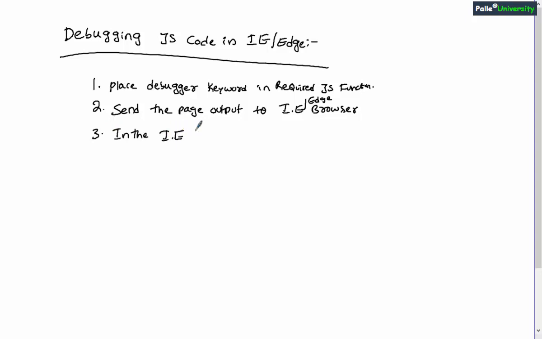If you are using Internet Explorer for debugging, you will see in the rightmost portion some gear icon. Just click on gear icon. Immediately after that you will see F12 developer tools option. You just need to click on that F12 developer tools option.